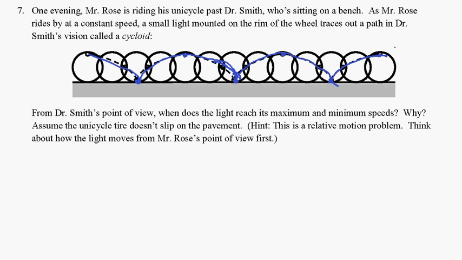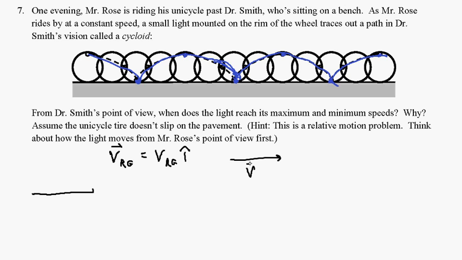So it's a relative motion problem. So think about how the light moves from Mr. Rose's point of view first. The way I like to think of this is, let's say Mr. Rose is riding along at a speed of v, of Rose with respect to ground. So his velocity with respect to the ground is just going to be that vrg times i hat, but really it's just going to be horizontal.